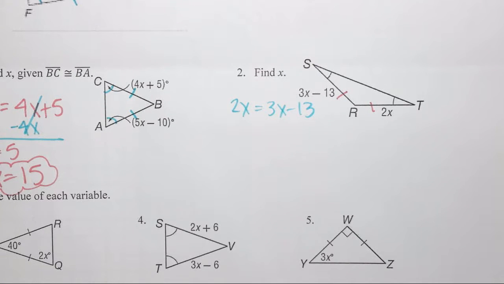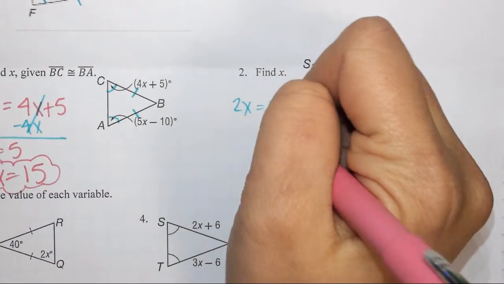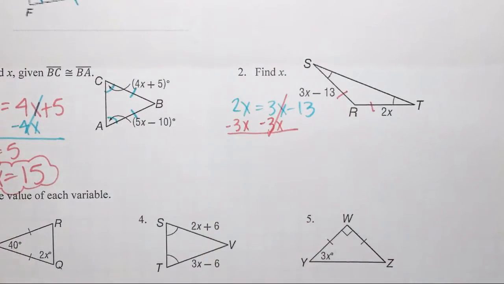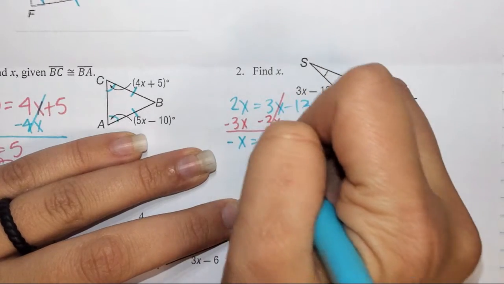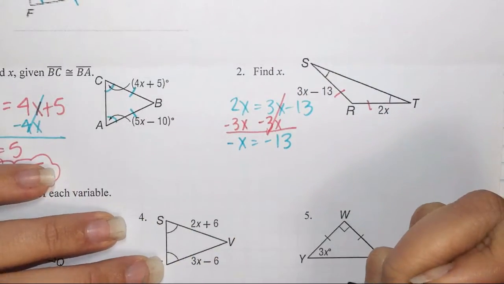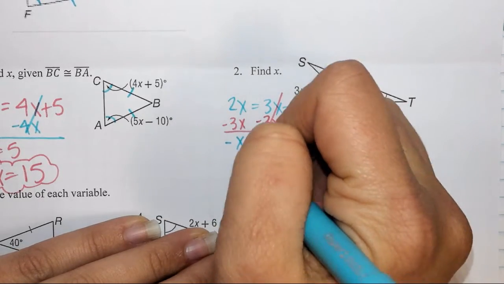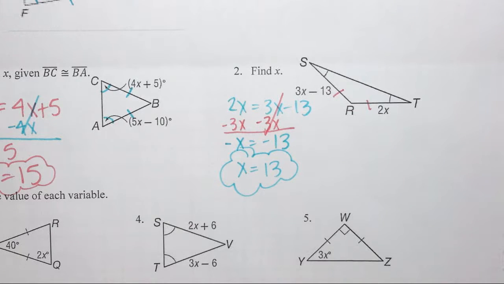Now, are we going to subtract the 2x or the 3x? The 3, because we're going to move it over here to the 2. And what is 2x minus 3x? Negative x equals negative 13. And what do I do to find x? And x equals 13. Did it ask us to find x or did it ask us to find the sides? And we're done.